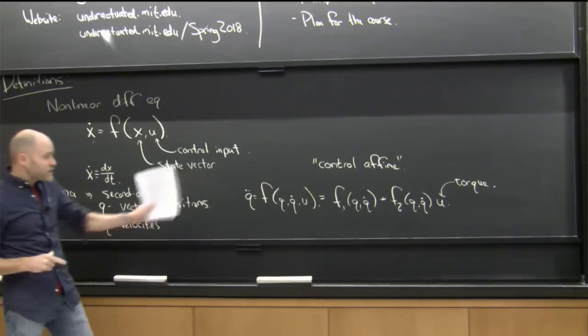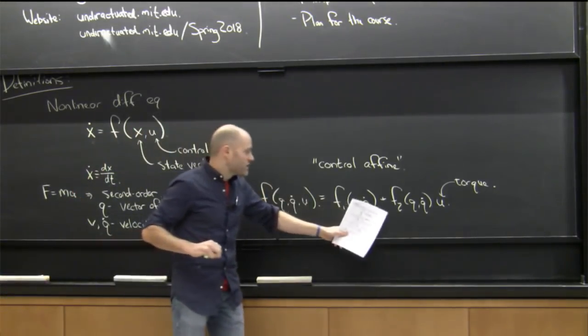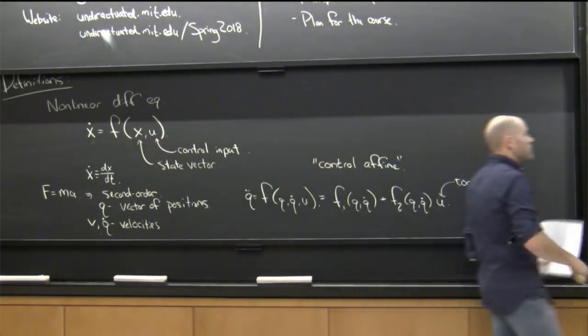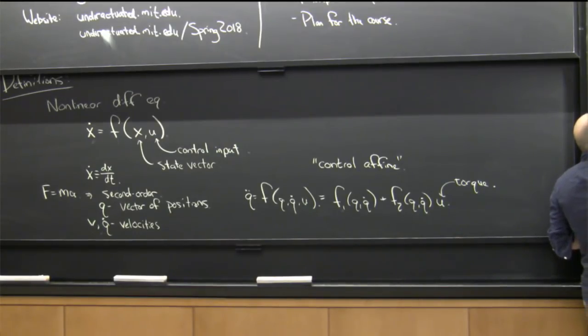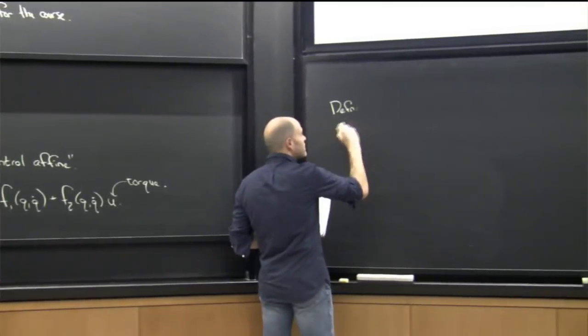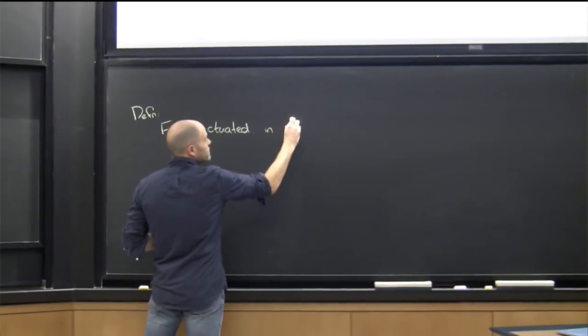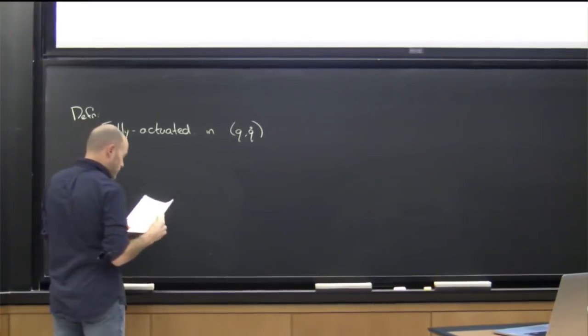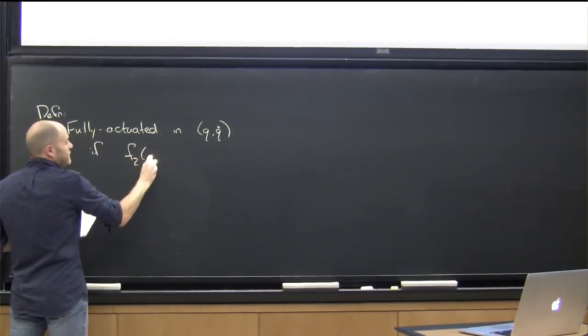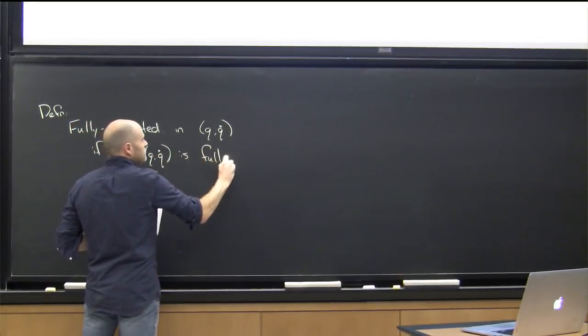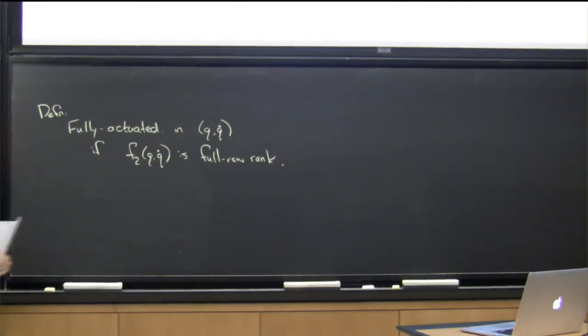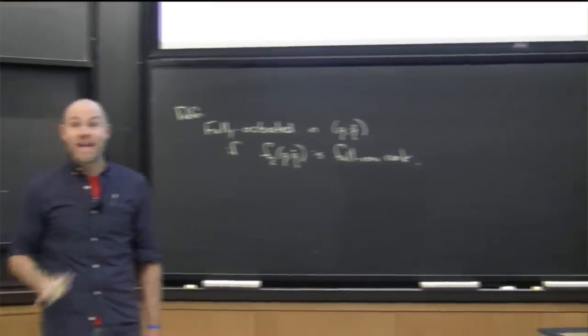Okay, so in this form, understanding what it means to be underactuated is crystal clear. Super easy to think about. I'll first define the opposite, right? So I'll say a system is fully actuated in configuration Q, Q dot if F2(Q, Q dot) is full row rank. Why does that matter? What are the implications of that? You can see it algebraically immediately, and I'll spend a few minutes trying to make you realize how big of a deal that really is mechanically, okay?